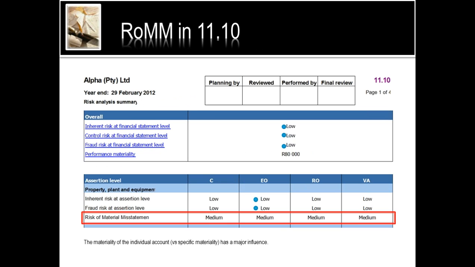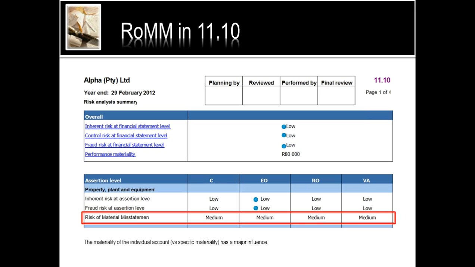This specific screenshot comes from the print preview. So there I can clearly see the inherent risk assessment at financial statement level. In this specific screenshot, it's low. The control risk at financial statement level, of course, coming from 1130, also being low. Fraud risk assessment at financial statement level, 1140, also being low, so those 3 then. Then I go to the assertion level ones, again, inherent risk at assertion level, fraud risk at assertion level, those 2, and then of course remember the materiality for the specific account, so specific materiality.